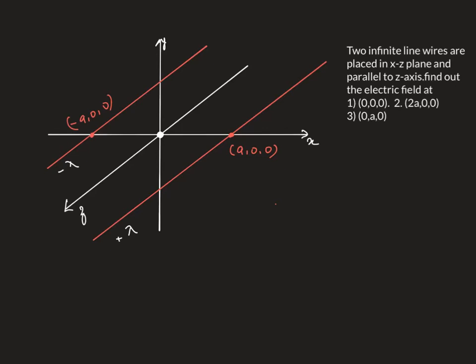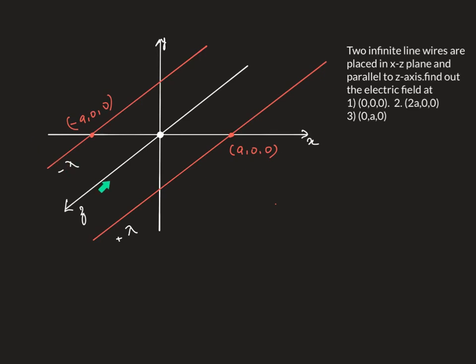So this is a question here. We have two infinite line charge wires, this one and this one. Their locations are (a, 0, 0) and (−a, 0, 0), that we can say equidistant on the x-axis. They are placed in the xz plane.